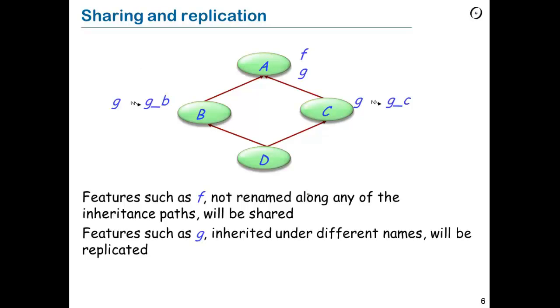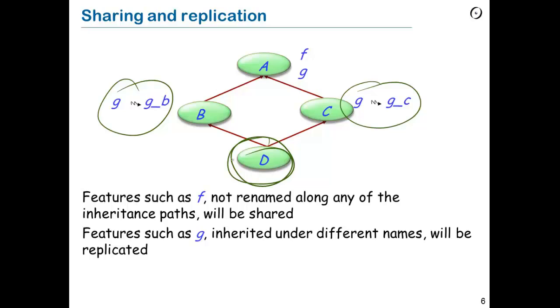So let's assume that we have the situation shown here. A has F and G, which have been renamed respectively in B and C. It could have been renamed in just one of these, either B or C, but for symmetry I'm renaming them on both sides. On the other hand, F has not been renamed. So the first question that arises is, at the level of D, the repeated descendant, do we have in each case one feature or two features?